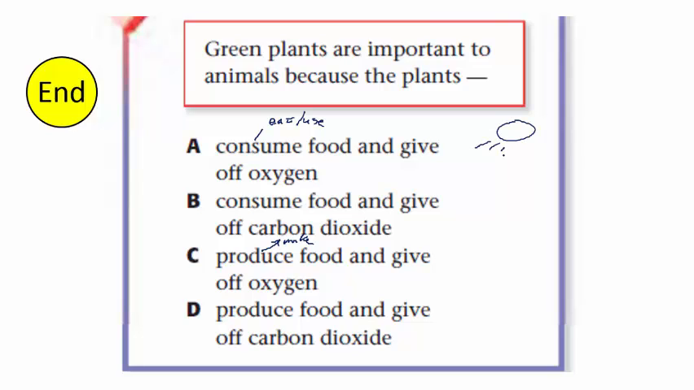Plants take energy from the sun, make food, and as a byproduct, they give off oxygen. We need both of those things. We need food, we need oxygen to breathe. Letter C is our choice.